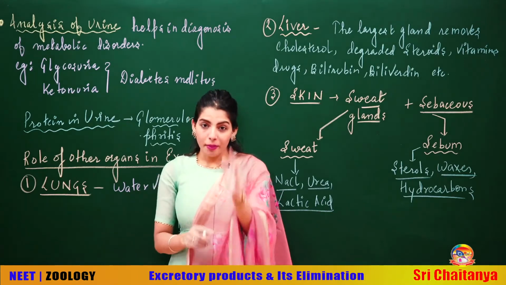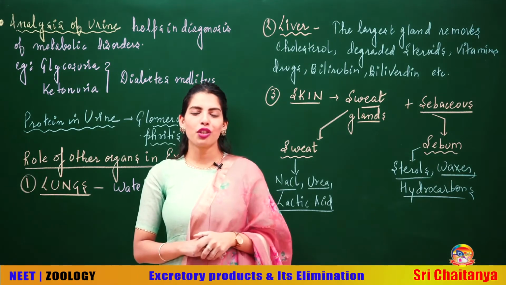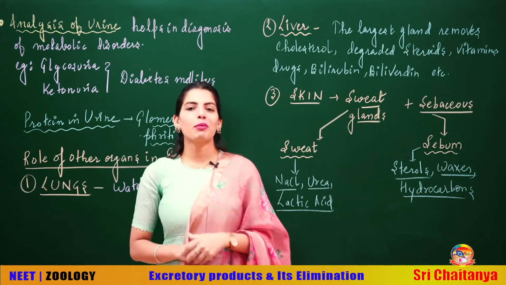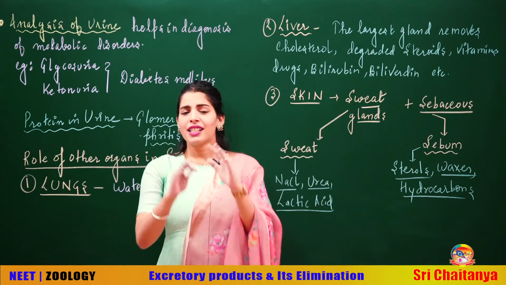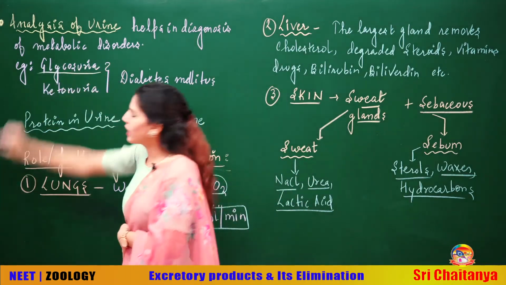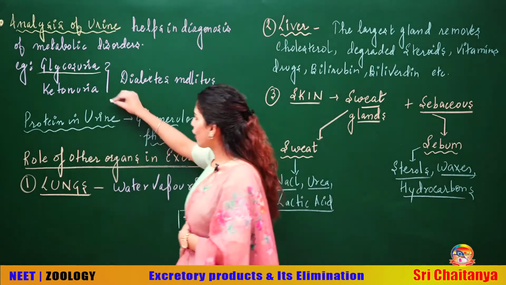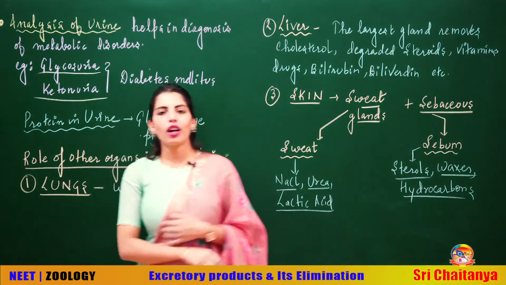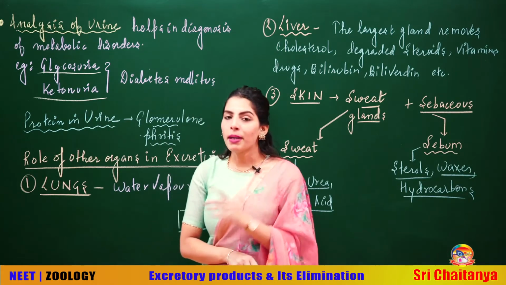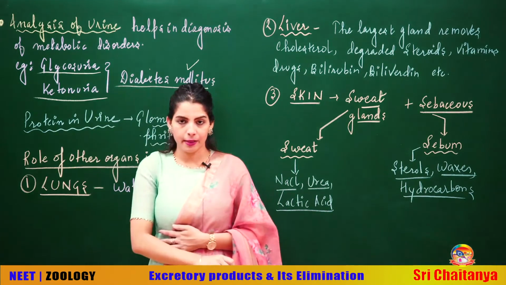Also students, remember that if you analyze the urine, the abnormal constituents of the urine can help you in determining some of the metabolic disorders. For example, the presence of a large amount of glucose in the urine is glycosuria, or the presence of a large amount of ketone bodies in your urine, which is ketonuria, can be indicative of a disorder, diabetes mellitus.